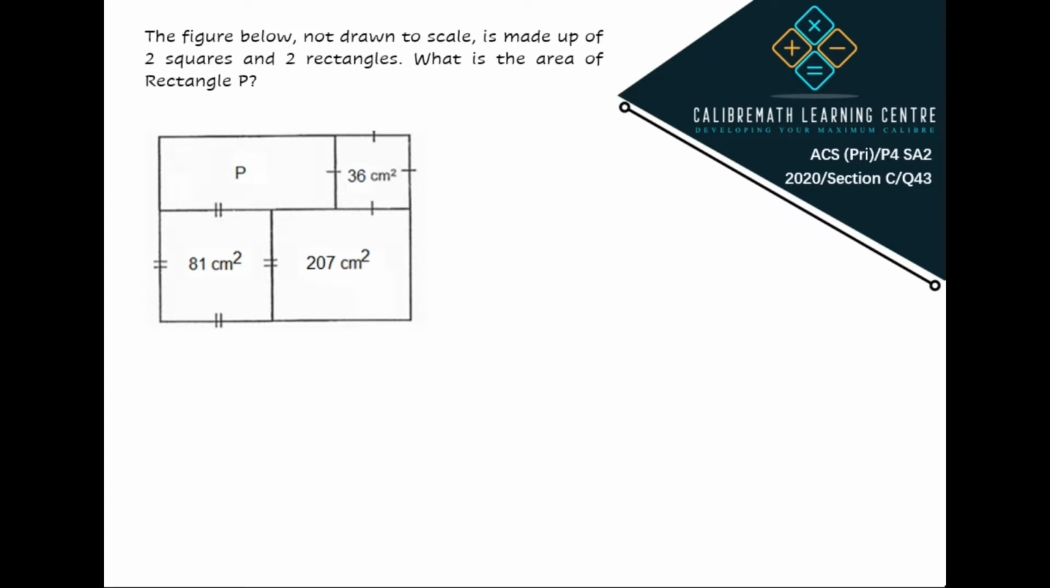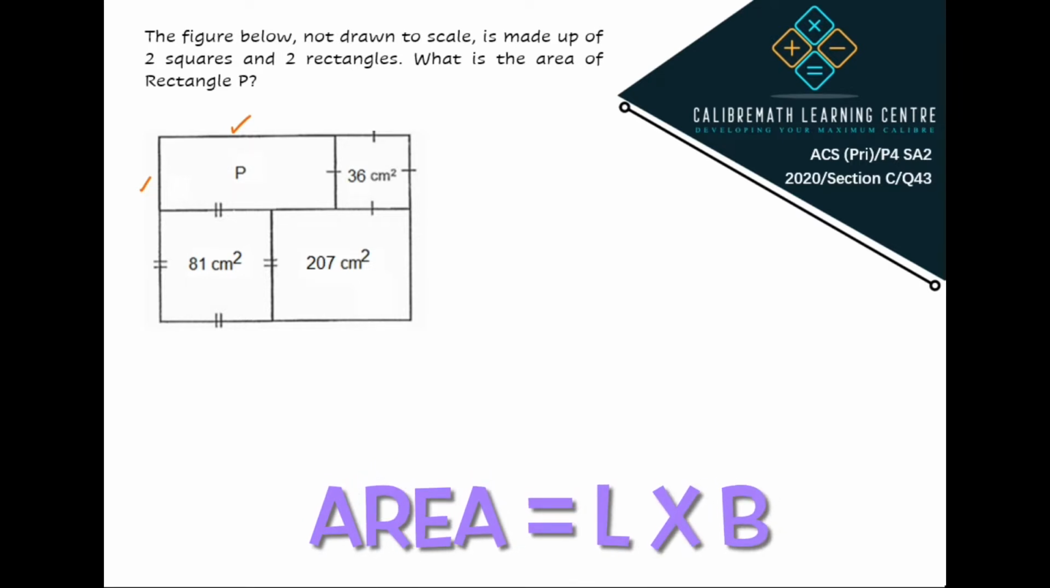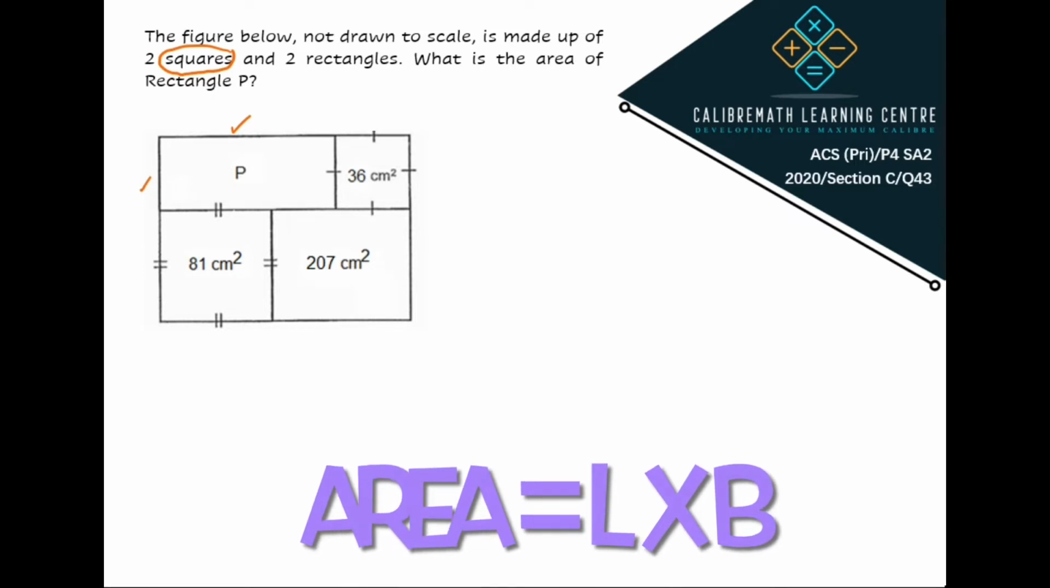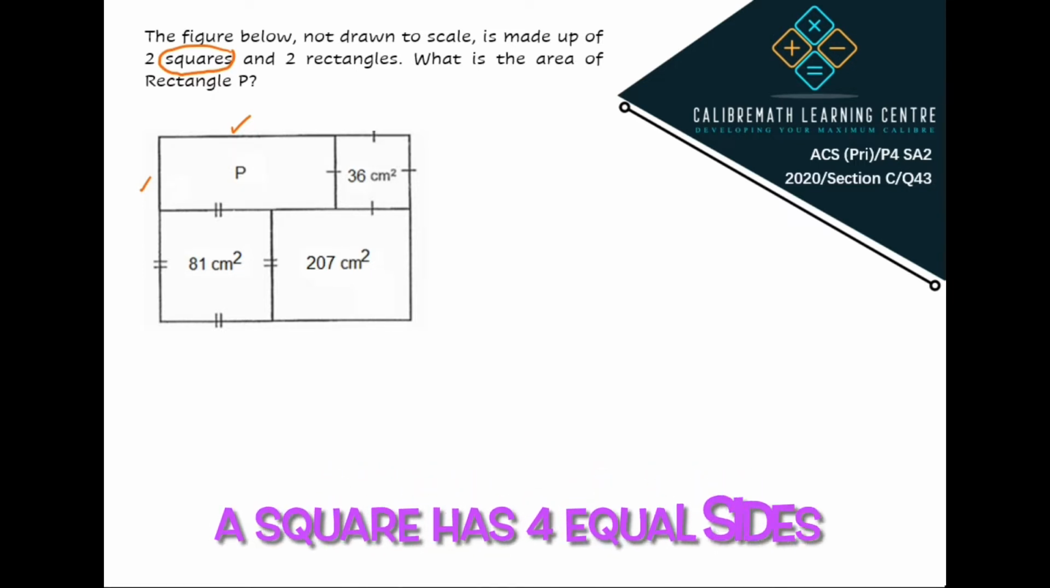Now to solve for the area of rectangle P, we will definitely need to find the length and the breadth of the rectangle. So have you spotted the key word in this question? And yes, the key word is squares. So what is so special about a square? Now remember, a square likes being perfect. So all sides of a square are the same, they are equal.